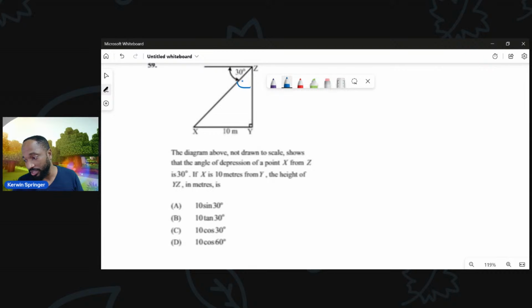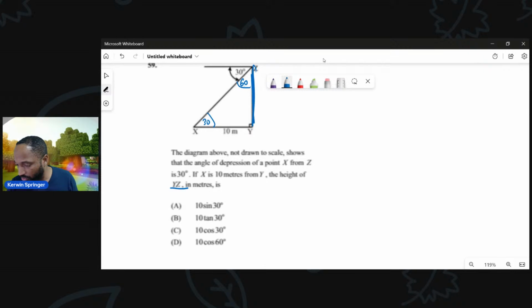Here's another tricky question. Remember, as soon as you see this question, ignore that 30 and write what's on the right. 90 minus 30 is 60. And now that I have 60 there, you know that this had to be 30, right? Understand? Now you look for which one here makes sense. If you're using this angle and you see the 10 there, what is it trying to find? YZ, so you know it's tan.